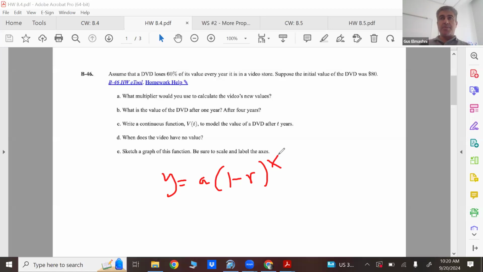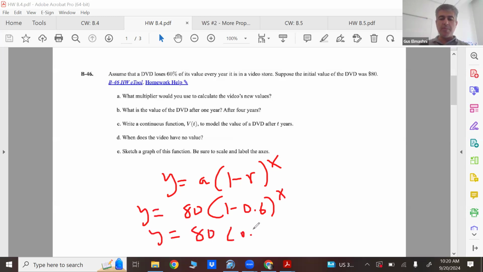Why am I doing minus instead of plus? You're losing, not gaining. And what's my percentage? 60%. But really, it's 0.6 as a decimal. And I'm starting with $80. So I'm actually doing part C first, which would probably be a better way to start, to be honest. Didn't you say it's 0.4? It becomes 0.4 after that. So your multiplier is 0.4. And B is easy. Just plug in x equals 1 and x equals 4, and you should get the answer just fine.